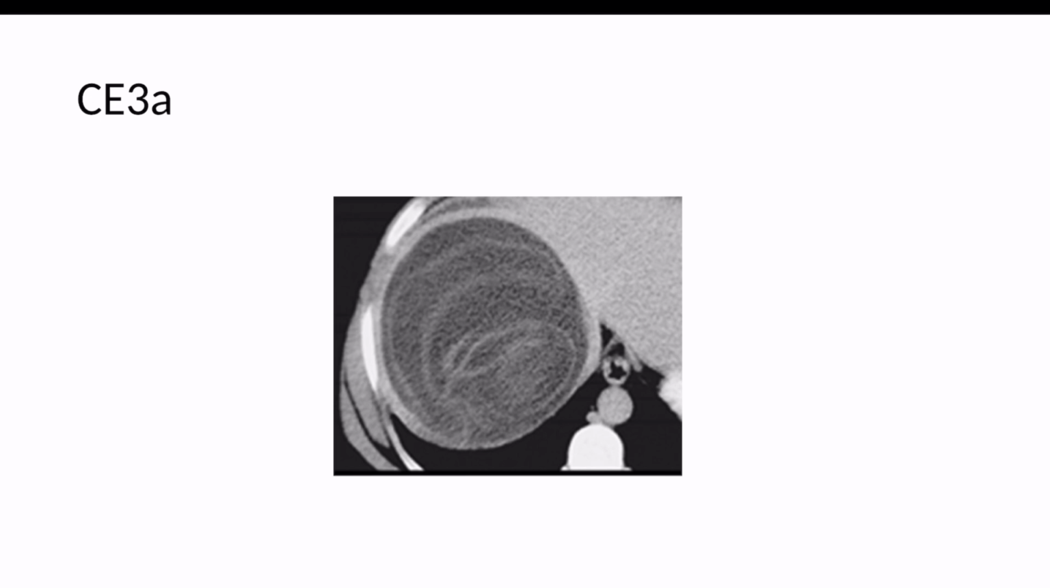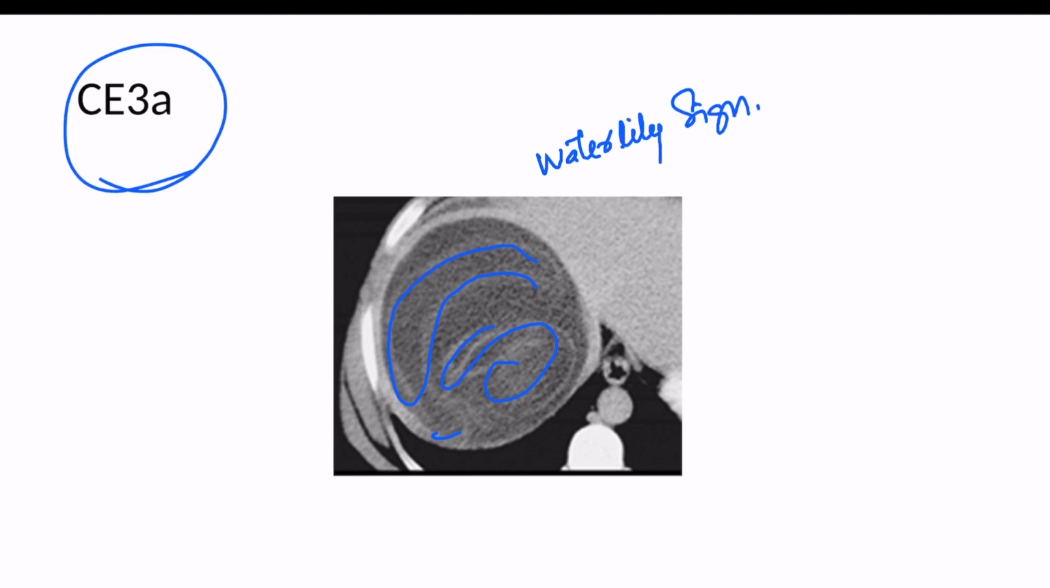Now these daughter cysts tend to degenerate. The membranes tend to break up, so there are free lying undulating membranes. This is called the water lily sign, like water lily waves freely in the water, with one end fixed to the ground and the other end lying free in the water. So this is called the water lily sign. This is a breakage of the membrane, and this is the C3A stage.